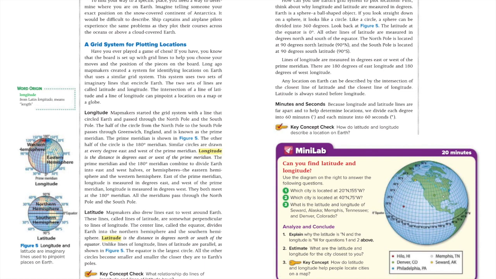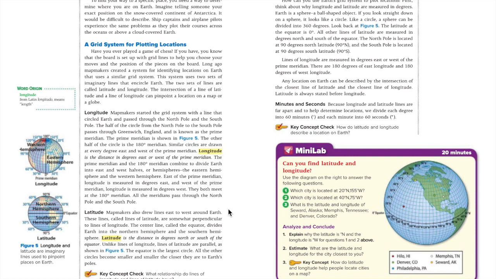So this system uses two sets of imaginary lines that encircle the Earth. These two sets of lines are called latitude and longitude. The intersection of a line of latitude and a line of longitude can pinpoint a location on a map or globe. So for longitude, map makers started the grid system with a line that circled Earth and passed through the North Pole and the South Pole.